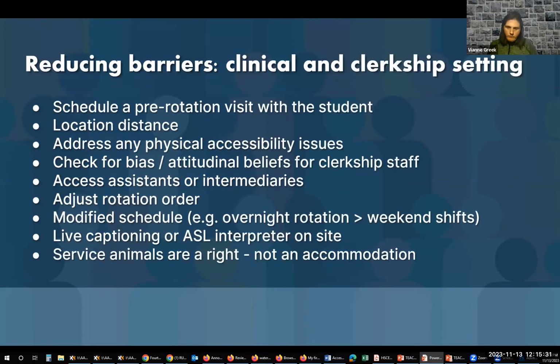In the clinical setting, we suggest having a pre-rotation visit with the student to ensure they'll be able to access the facility. Also address any attitudinal barriers for the people who work at that facility. There may be a need to change the order of rotations, such as breaking up 2 intensive rotations with a less intensive one, just to be able to conserve that energy and mental capacity. It's also important to note that the Office for Civil Rights considers a service animal at the same level as a wheelchair. It's considered a right and not an accommodation. They've ruled on this several times, according to Meeks et al. in the book.